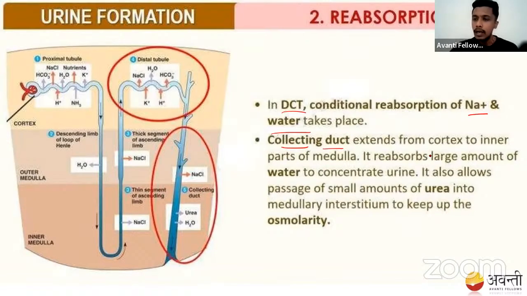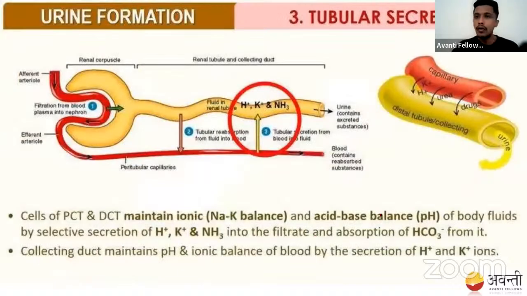Here, whenever our body requires, for example, when you are dehydrating a lot, that is when the maximum reabsorption of water takes place. And the concentrating of urine takes place near the collecting ducts. It also allows the passage of urea into the medullary interstitium so that the osmolarity is balanced. Now we understood what is glomerular filtration and reabsorption.